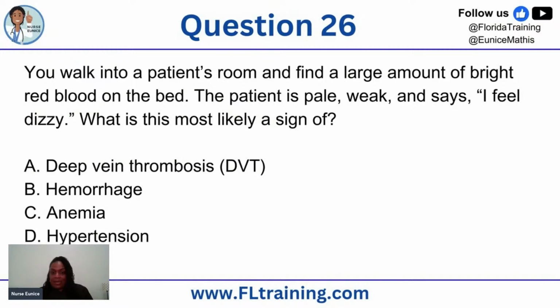All right, question 26. You walk into a patient's room and find a large amount of bright red blood on the bed. The patient is pale, weak, and says, "I feel dizzy." What is this most likely a sign of? Is it deep vein thrombosis or DVT, hemorrhage, anemia, or hypertension?